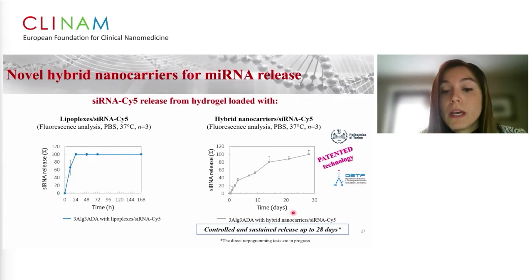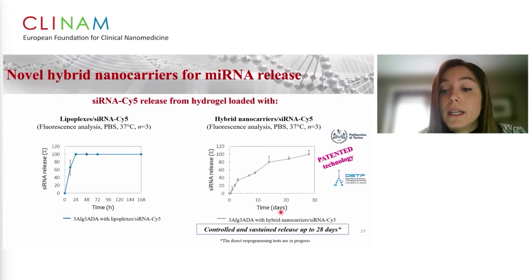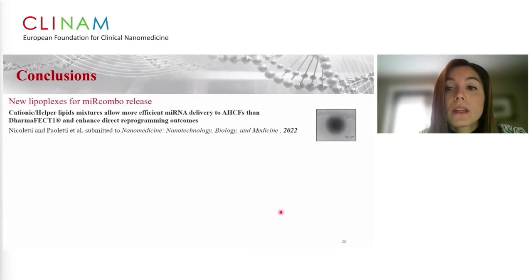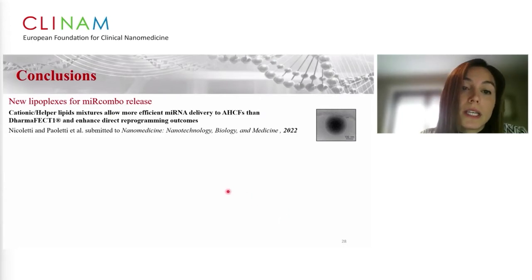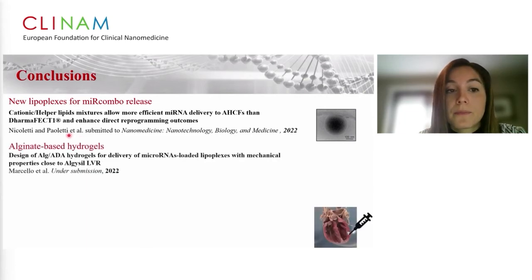Now the direct reprogramming tests are in progress. So in conclusion, new lipoplexes based on a mixture of cationic and helper lipid were developed, allowing more efficient microRNA delivery to adult human cardiac fibroblasts compared to Darmafect, and enhancing direct reprogramming.